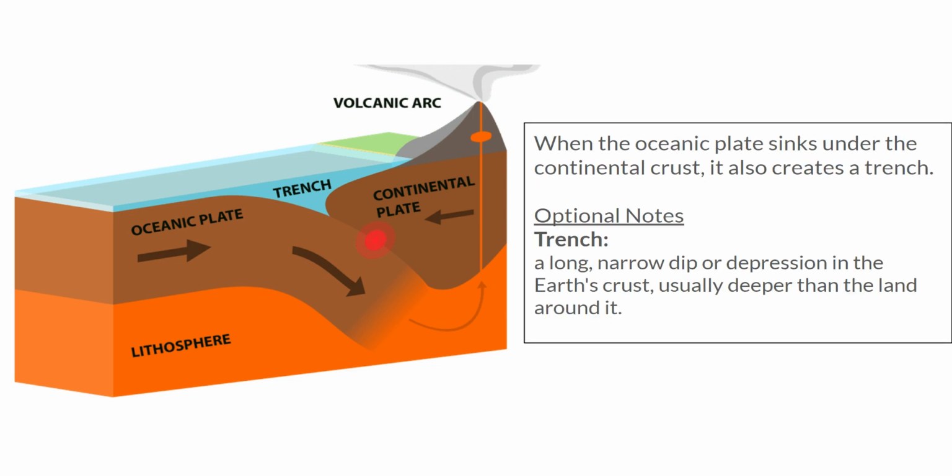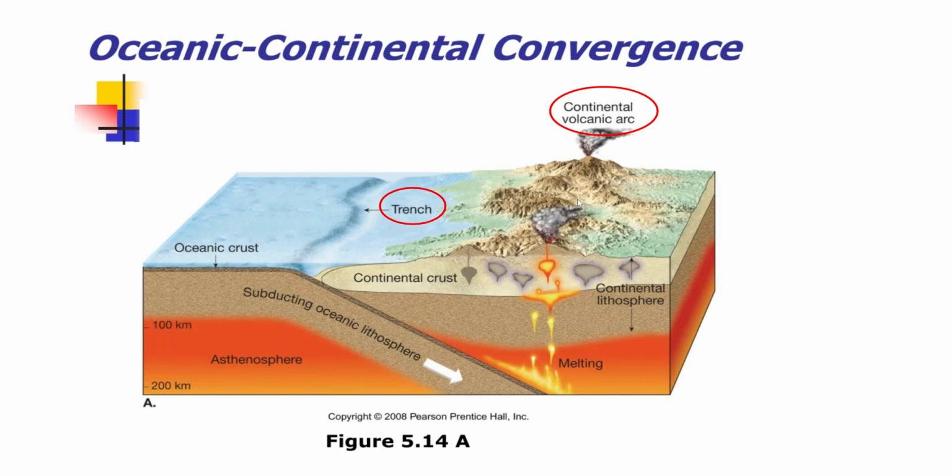So another thing that forms is a trench, as you can see right here. So a trench is a long, narrow dip, or a depression in the Earth's crust. So when an oceanic plate sinks under a continental plate, we also create a trench. And you can see this in this picture as well. An oceanic crust and the continental crust are converging or coming together, and the oceanic crust sinks because it is more dense. That causes it to melt and rise, forming volcanoes. And the convergence can also create a trench, which is a narrow dip.